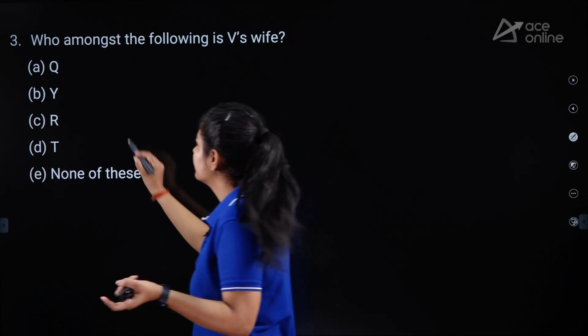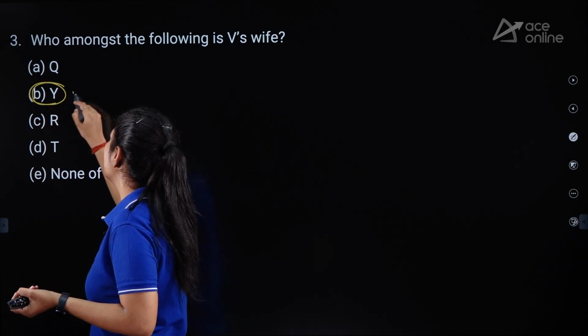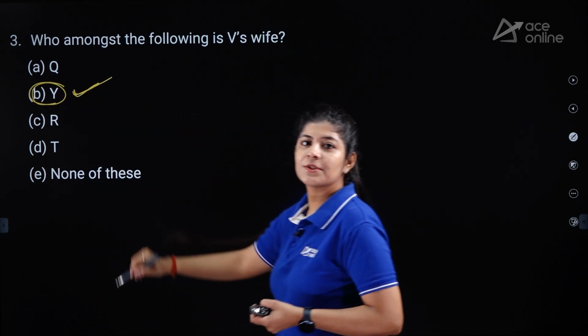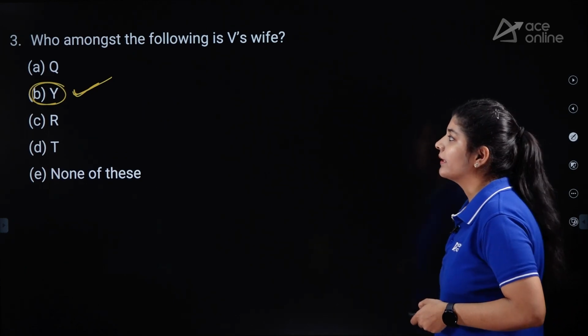Next. Who amongst the following is V's wife? We know that. That is Y. Option B is the correct one.